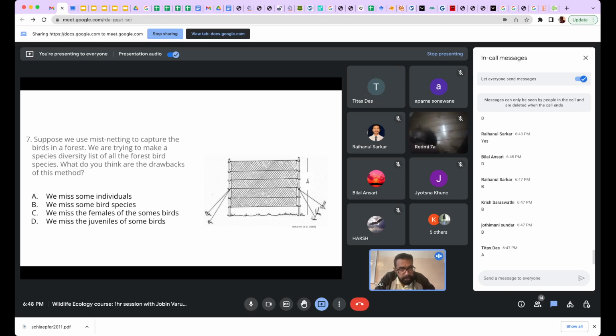And Titus, yes, we do miss out some individual birds, but do we need to collect all individuals to look at the species diversity? We just need one bird of one species, right? So even if we miss other individuals of the same species, does that even matter? Do you get my point, Titus?